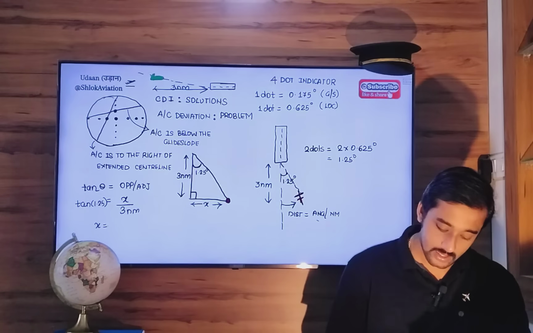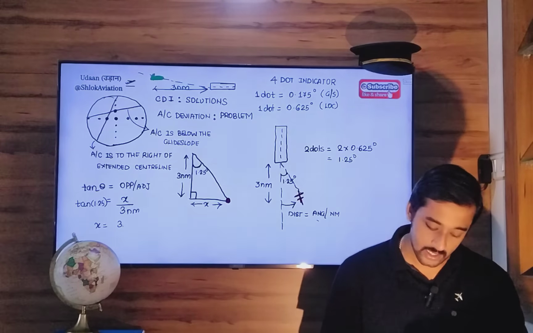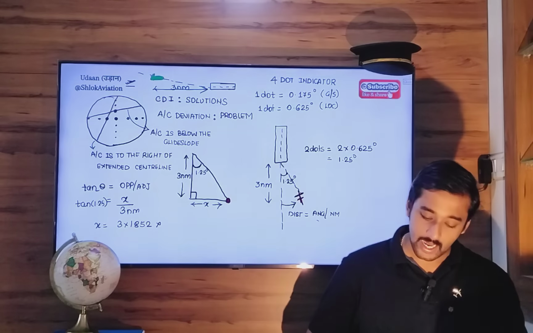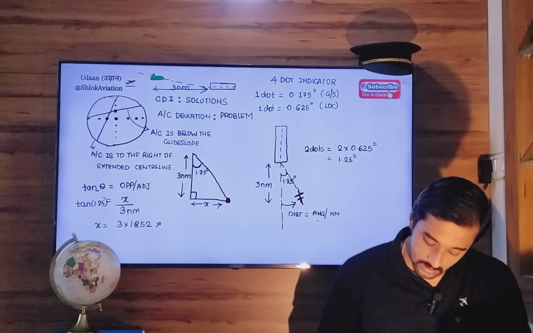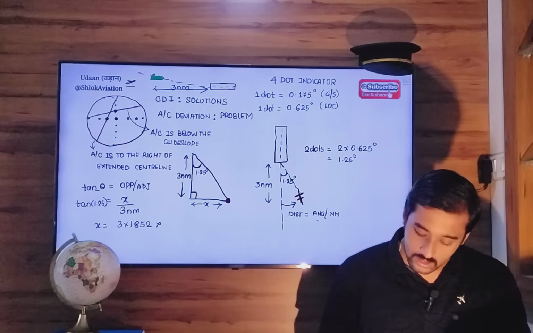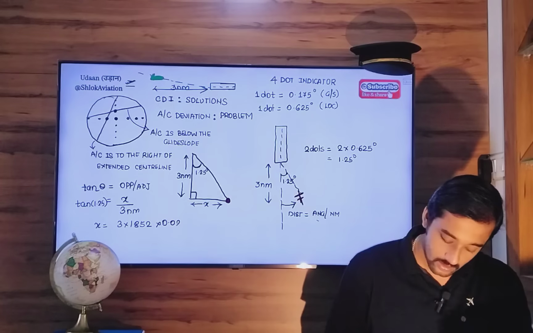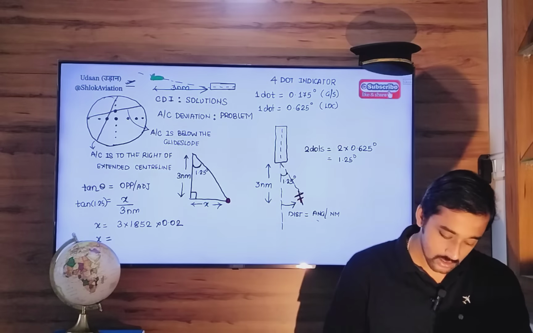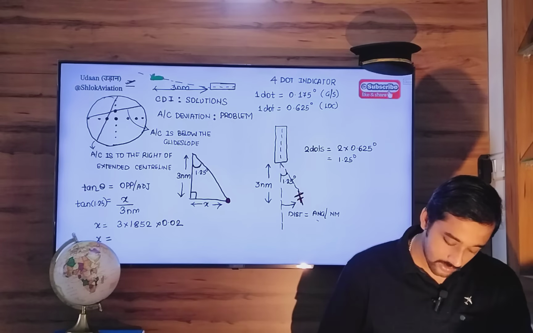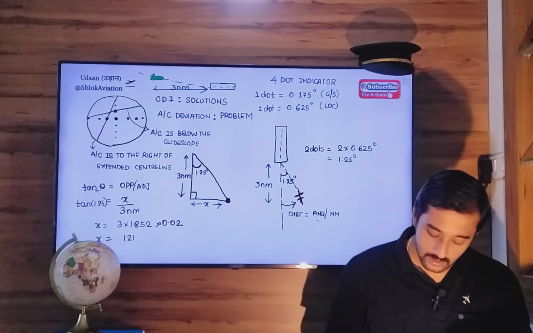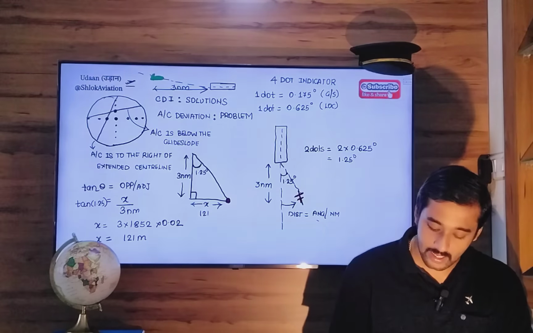So x will be 3 nautical miles, convert that into meters. 3 into 1852 meter into tan 1.25, that is 0.02. So x equals 3 into 1852 into 0.02, that is 121 meter. So x is 121 meter.